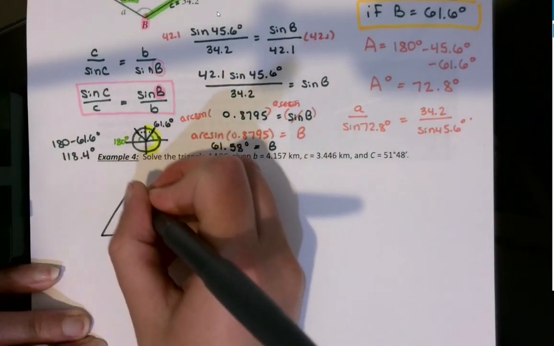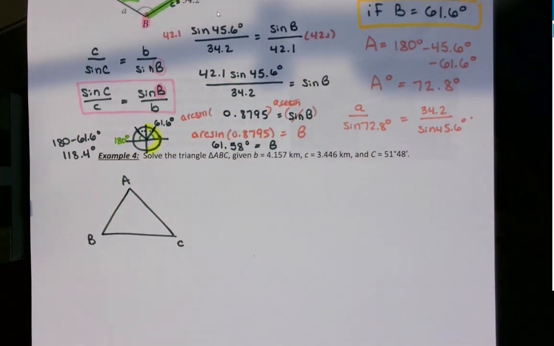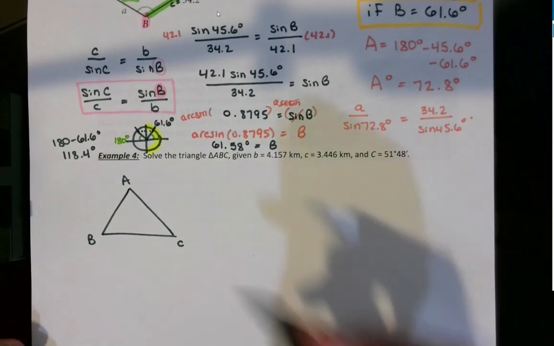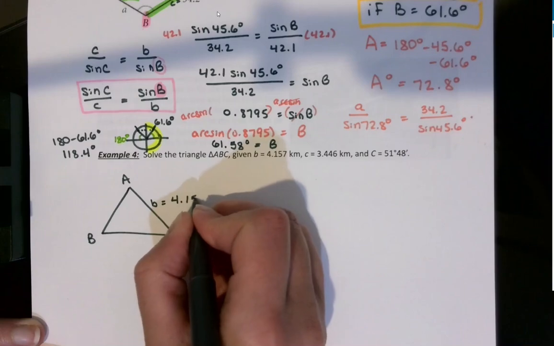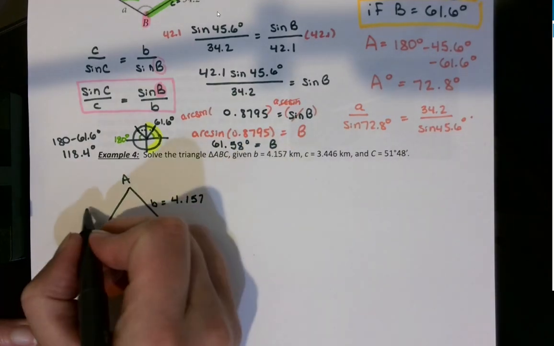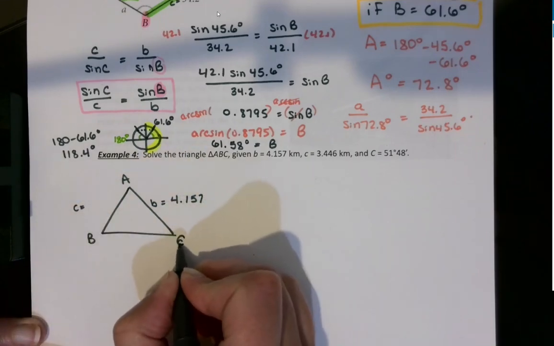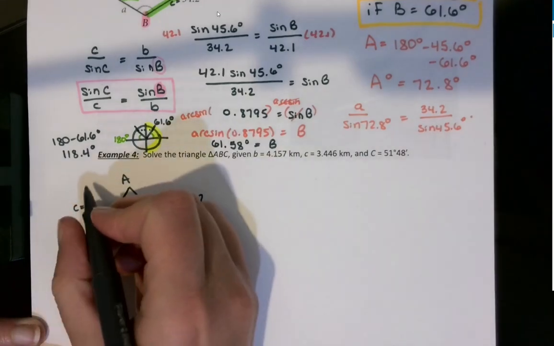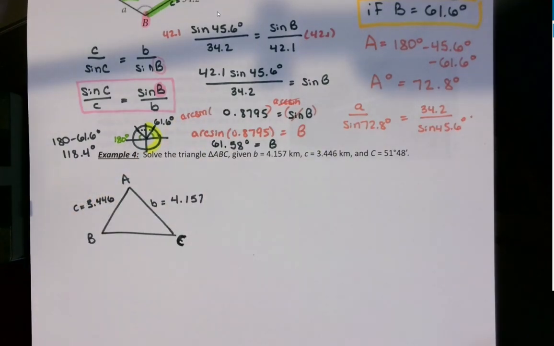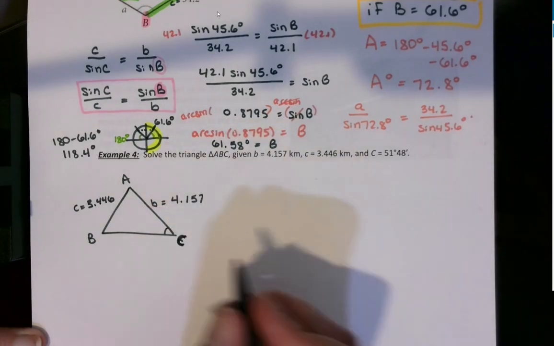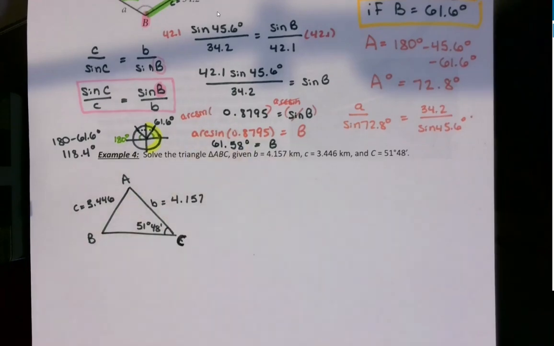I don't know where A, B, and C are supposed to be, so I'm just going to draw any old triangle so I can label things on it. Here I know that side B, which is across from angle B, has a measure of 4.157 kilometers. Side C, across from angle C, this capital C here is kind of small, I'm going to try to make it a little bigger, has a side length of 3.446 kilometers. And angle C in here has a measure of 51 degrees, 48 minutes.